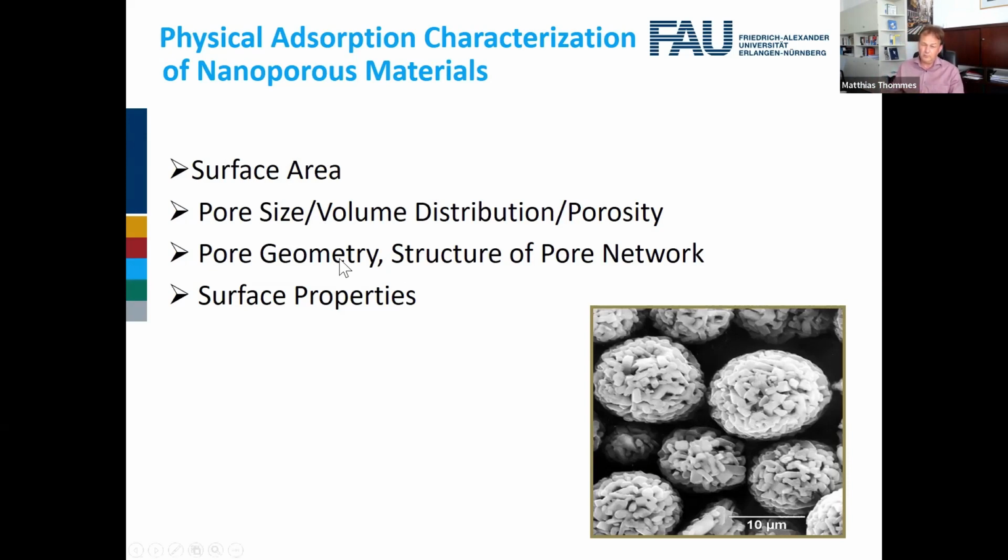And there was huge progress over the last 20 years also to assess from adsorption data, but not only from one adsorption isotherm. You need a little bit more. You need a couple of adsorption isotherms under certain thermodynamic conditions. You need some more advanced ways of doing the experiments, such as scanning of hysteresis loops and so forth. And this allows you then also to obtain information about pore geometry and structure of the pore network. Important also are surface properties, how they affect adsorption behavior, and how you can detect whether fluids are wetting or non-wetting. We will not have the time today to talk about this in too much detail.